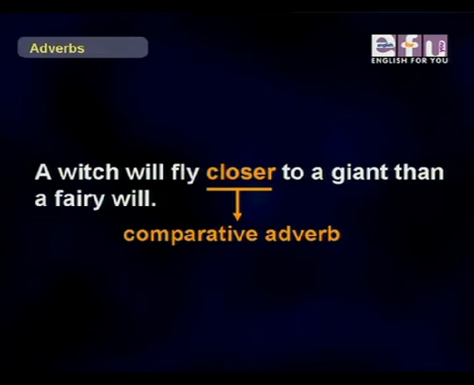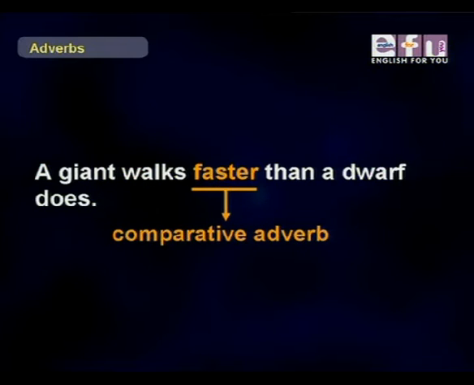Comparative adverbs compare two actions. In the first sentence, closer is a comparative adverb. It compares the actions of a witch and a fairy. In the second sentence, faster is a comparative adverb. It compares the actions of a giant and a dwarf.